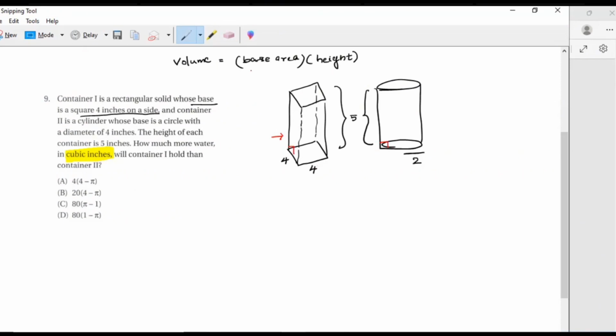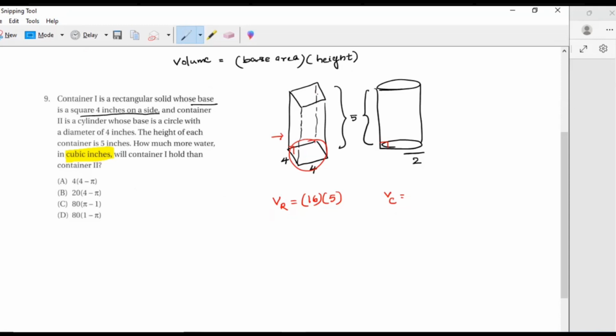Here, what is the base area? It happens to be a square. The area of a square is side squared, which is 16. And what is the height? 5. So that is the volume of the rectangular solid. Correct? What is the volume of the cylinder?